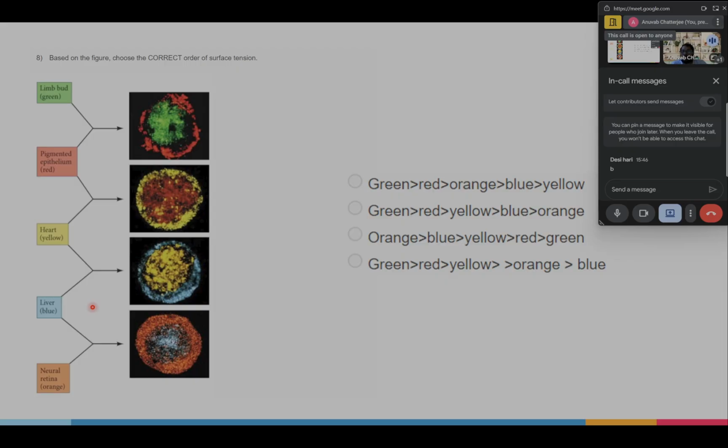Question along the same lines. Based on the figure, choose the correct order of surface tension. So which cells do you think have a higher surface tension? You see the same image here, in which green and red, when they associate, green goes in, red is outside. Red and yellow, red goes in, yellow is outside. Yellow and blue, yellow goes in, blue is outside. And blue and orange, blue goes in, orange is outside. So what do you think is the order of the surface tension? You have four options. You choose which one you think is the correct option. I will again give you a moment to figure this out.